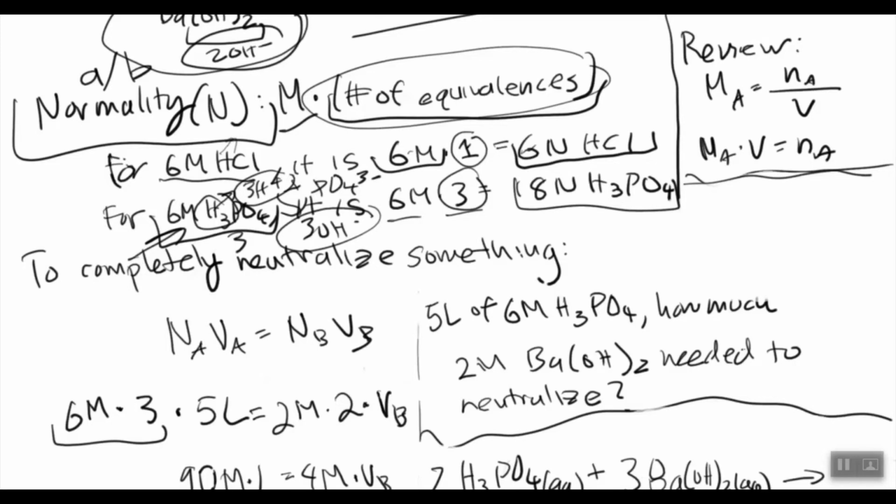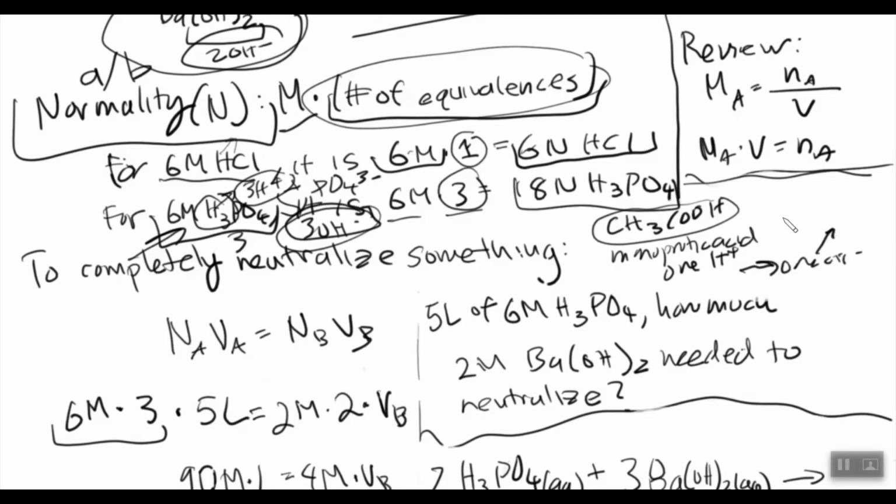Now the reason why I'm emphasizing that you should look at the number of OHs that the acid reacts with, there is a reason for that. And the reason is, let's take a look at CH3COOH. Now, we know that CH3COOH is actually a monoprotic acid. And that simply means it releases one H plus, which reacts with exactly one OH minus, which means the equivalence of acetic acid is 1.